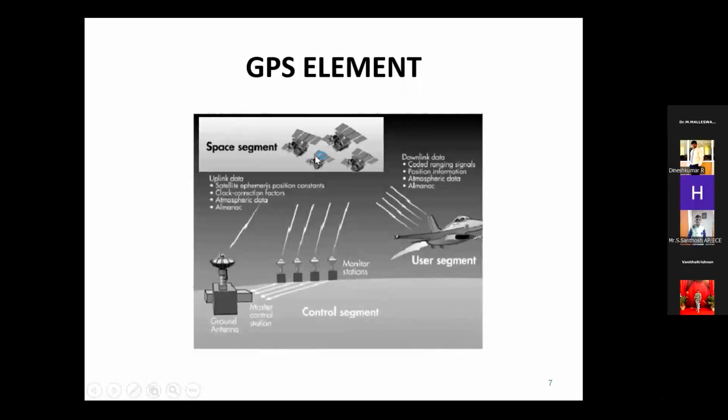Similarly, from the space segment, data goes to the user segment, right? The downlink data also has information like coded ranging signals, position information, atmospheric data, and almanac data. I think this almanac data is nothing but data containing the date, the positions, and some information about atmospheric changes. All this information goes by the name almanac data. So the GPS system consists of these three segments, all working together in coordination. We are able to get the position of any moving object on the earth.